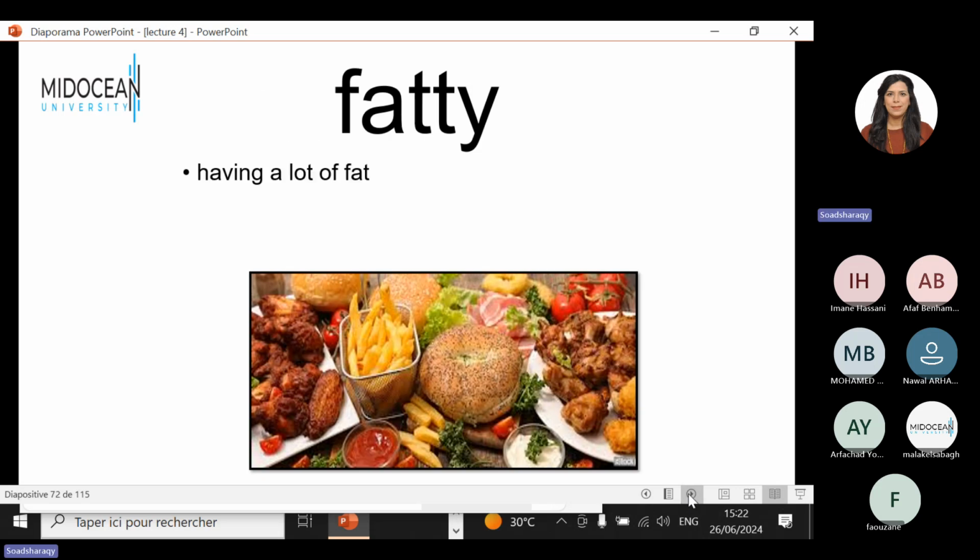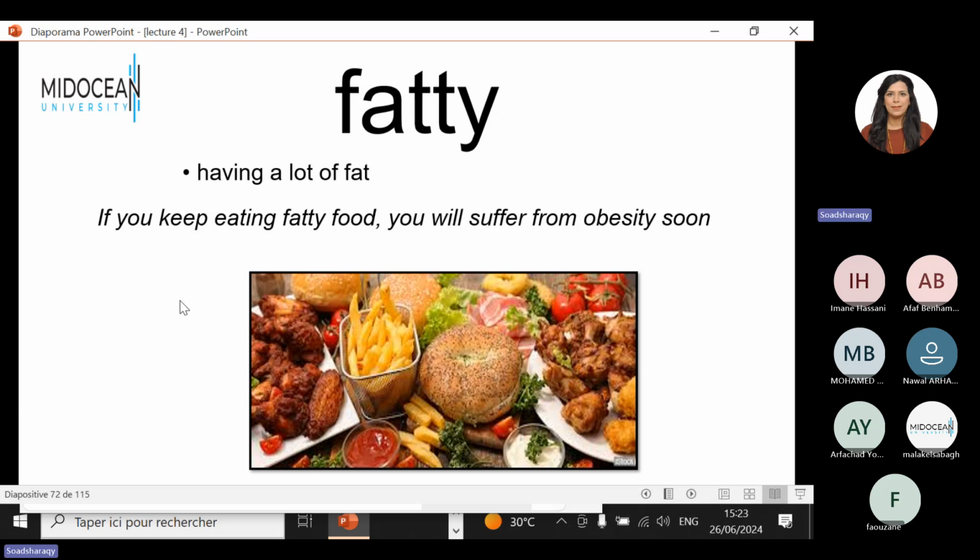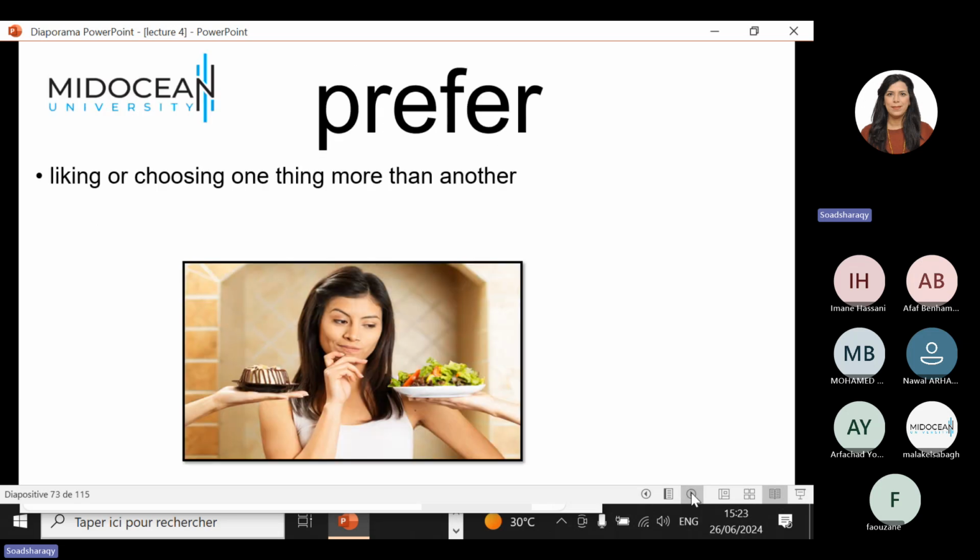Fatty now, so means having a lot of fat. If you keep eating fatty food, you will suffer from obesity soon, okay? So, like here, as you see, you have fried potatoes, for example. Verb to prefer, so means liking or choosing one thing more than another. If you prefer salad here, you are a true hero.